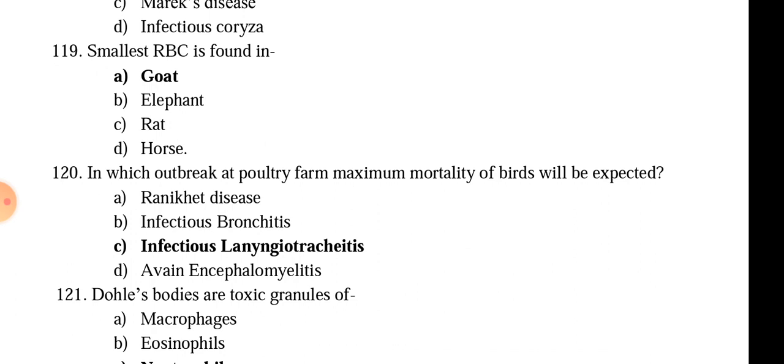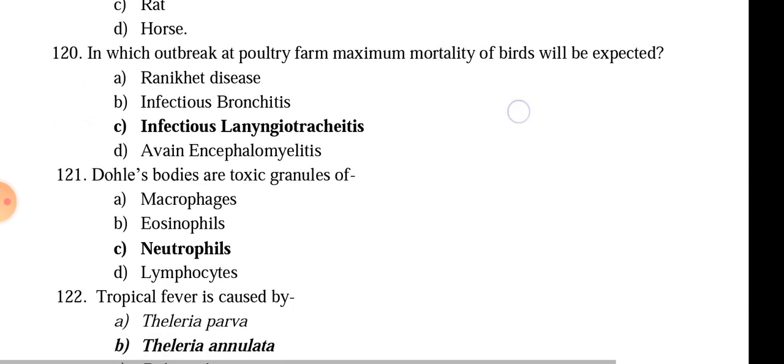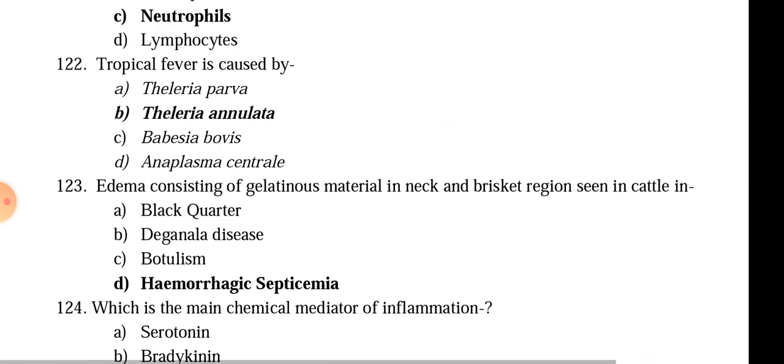In which outbreak at a poultry farm will maximum mortality of birds be expected? In infectious laryngotracheitis, I think it is not true. In ND there should be the maximum mortality. I think the answer of question number 120 is wrong. Dohle bodies are toxic granules of neutrophils. Tropical theileriosis is caused by Theileria annulata.